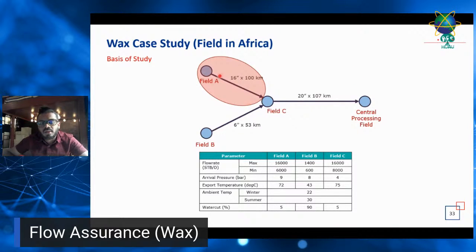Previously, a few years before we conducted this study, this particular flow pipeline faced a very severe gel issue. They did not pig frequently, and the whole pipeline got gelled, and they needed to shut down the field.